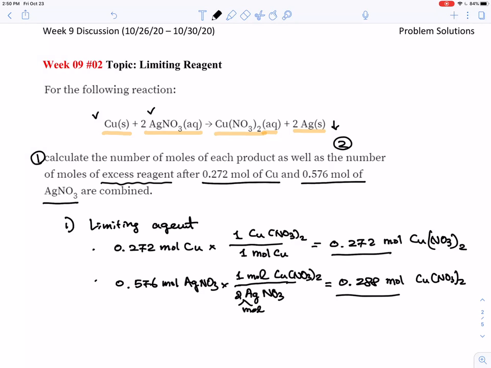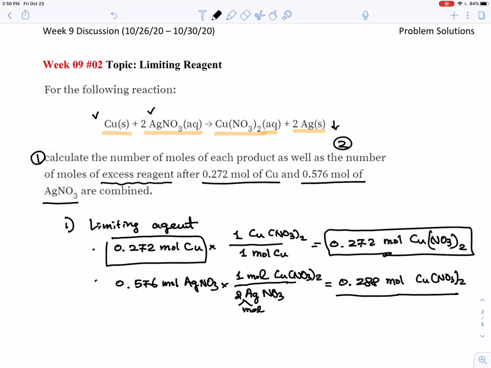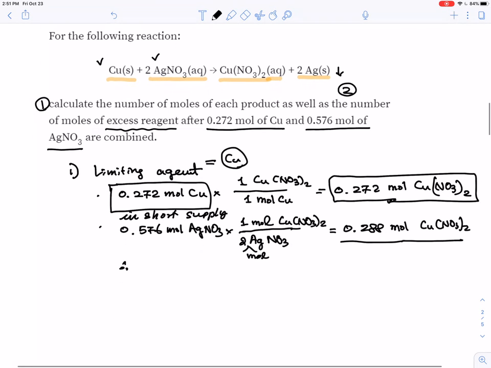So compare this. This will be the smaller number. Until you consume this one, the reaction stops, so they cannot produce this much. Therefore, this is in short supply. Therefore, the limiting agent is copper. So that's one thing that I know for sure. But now we need to really look at the reaction balance, and so on.